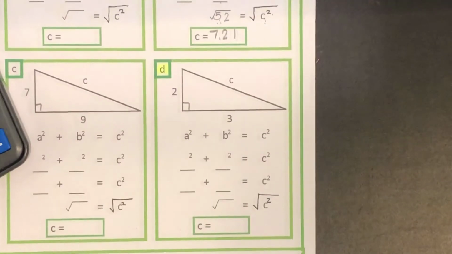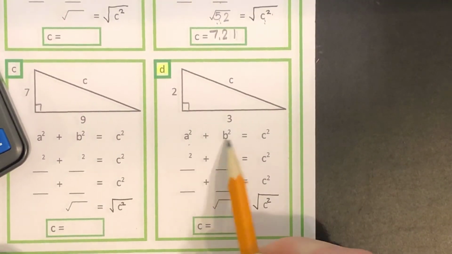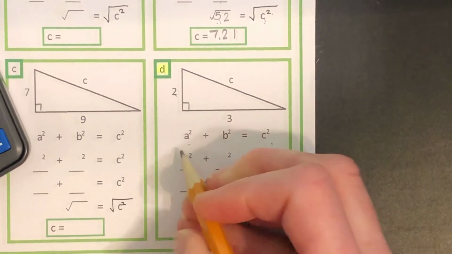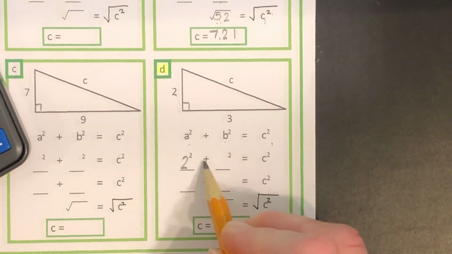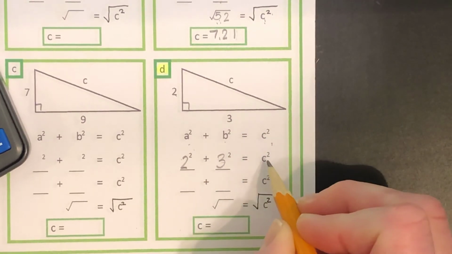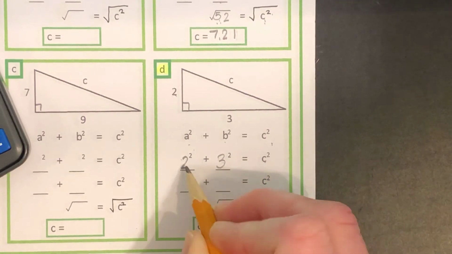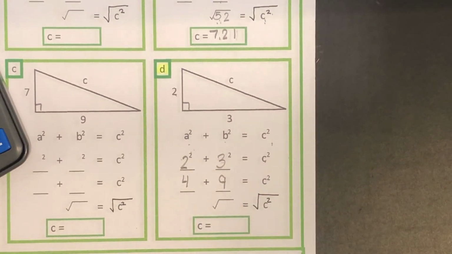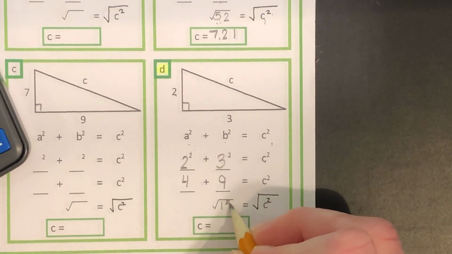Now D. A squared plus B squared equals C squared. If A is 2, we've got 2 squared plus B is 3, that's 3 squared, equals C squared. 2 squared is 4, 3 squared is 9. We add them up, we get 15.